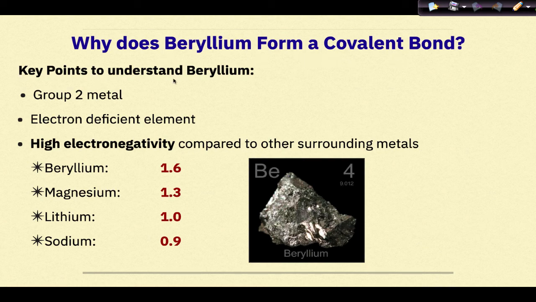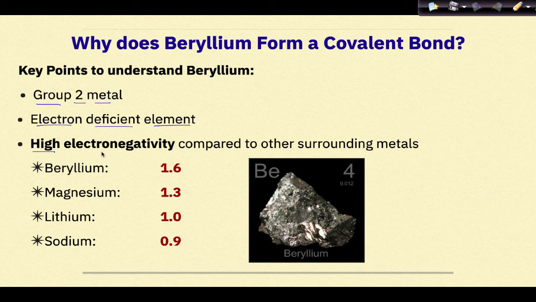Key points to understand beryllium. Beryllium is a group 2 metal, as we can see in this image down here. It is an electron deficient element. In other words, to be stable, it does not need a full octet of electrons. So this is very similar to what we see with boron.